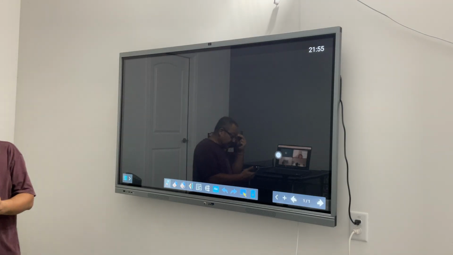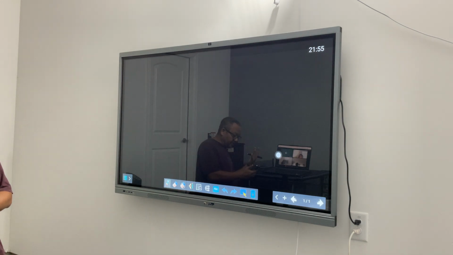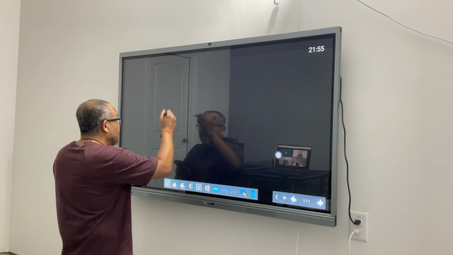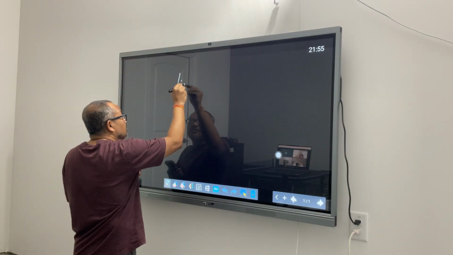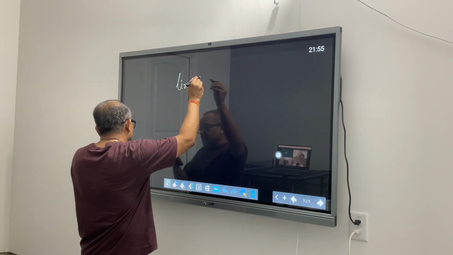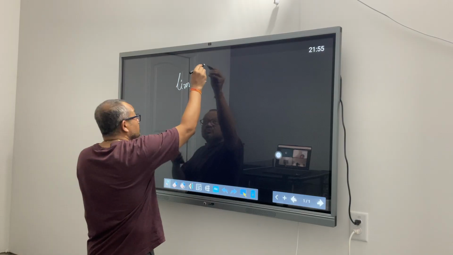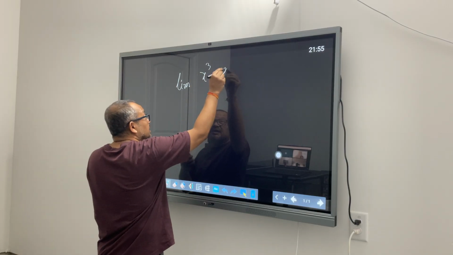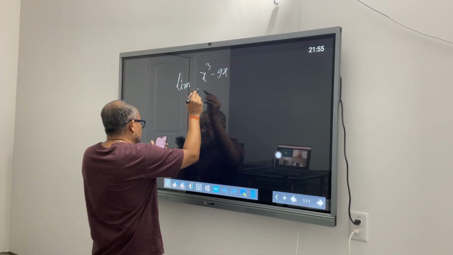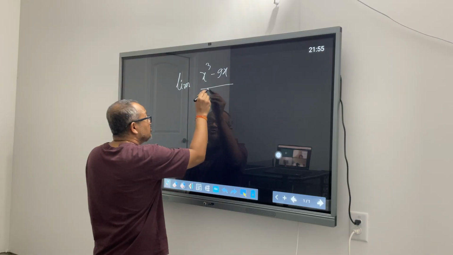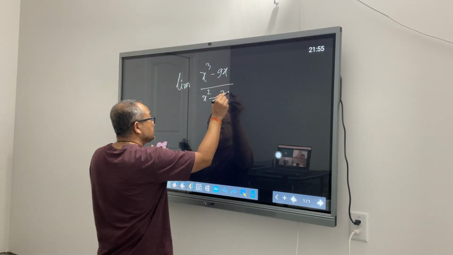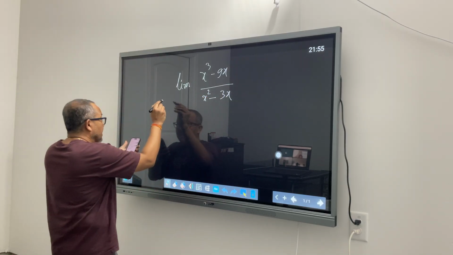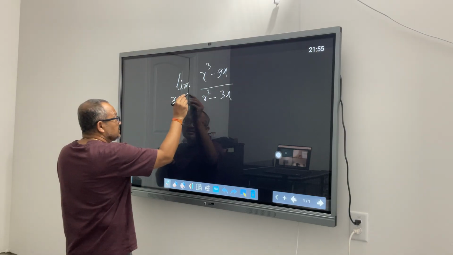And this might give you a different flavor. So let's see. Now we have to find out the limit of x cube minus 9x divided by x squared minus 3x when x is approaching 3.